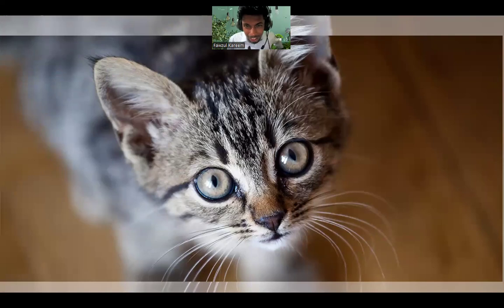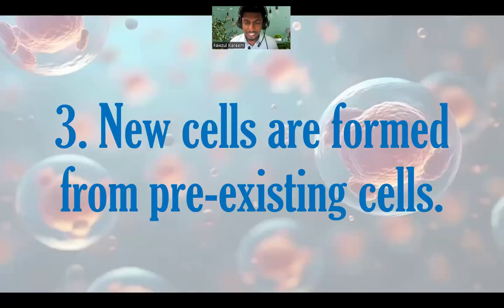Second theory. If you see a cat, you can see it by the naked eye, right? That means they are made up of a large number of cells, so they are multicellular. And there are some unicellular organisms. They are also made of cells. Okay. Now you know what a structural unit and a functional unit are, and you know the second theory, that all organisms are made up of cells. And the third one is that new cells are formed from pre-existing cells.